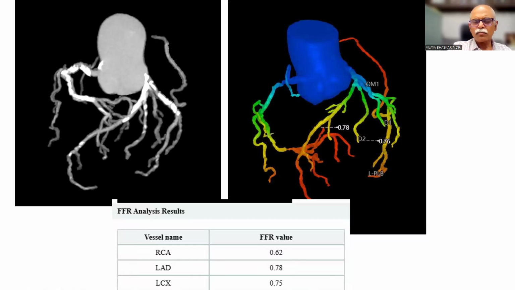CTFFR was done, which shows that in LAD it is 0.78. That is borderline ischemia. Then RCA, it is 0.62 and in circumflex, it is 0.75. That means to say that in RCA there is severe disease, definite ischemia. LAD and LCX, there is borderline ischemia because 0.75 and 0.78.